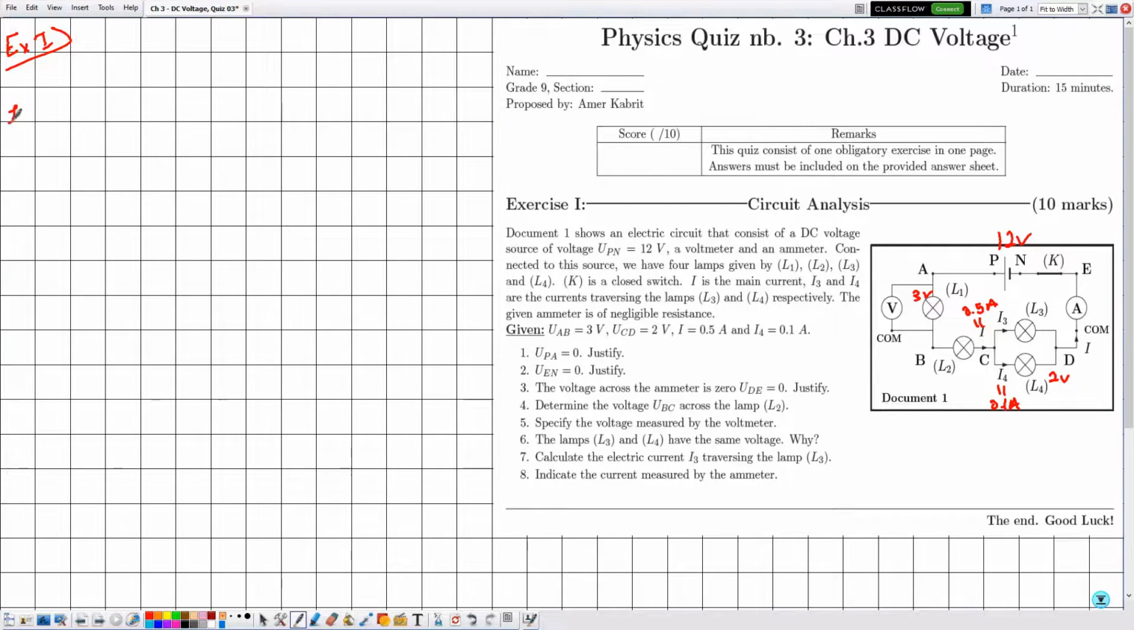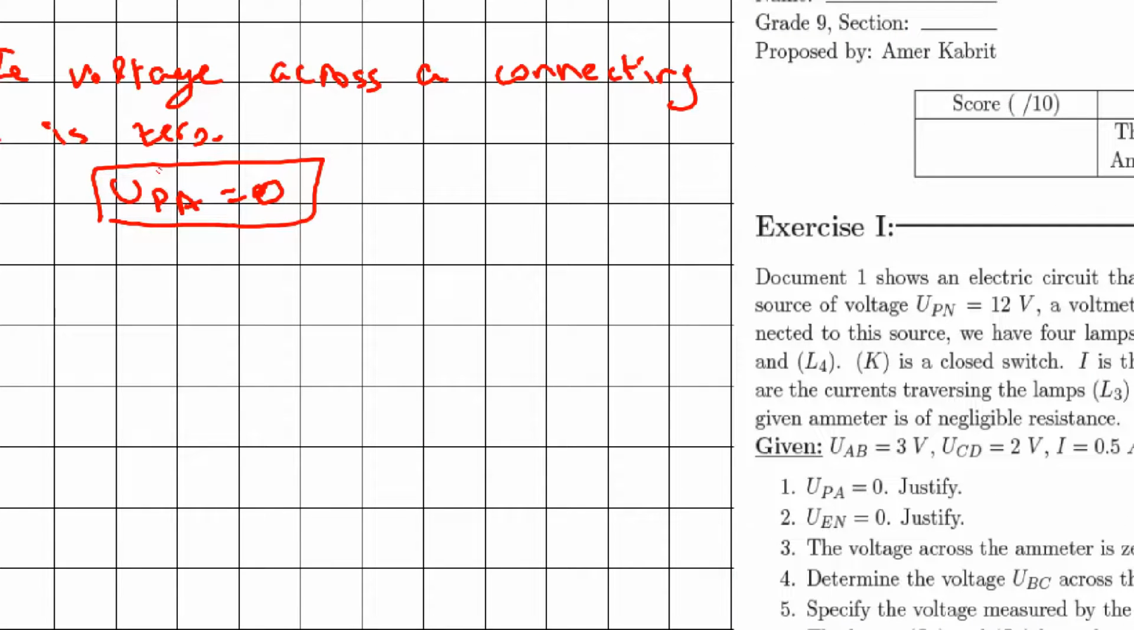Now in number 1, they are telling me that UPA is equal to 0. Justify. Notice that across P and A we have a connecting wire. Then let's say the voltage across a connecting wire is 0. In this case UPA is equal to 0. Notice that all quantities in physics must have a unit, but here because it is 0, anything multiplied by 0 is 0, so no need to label the volts.